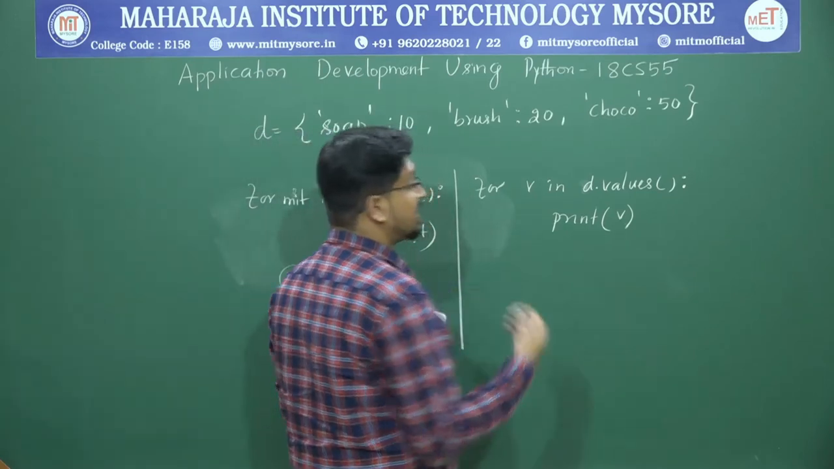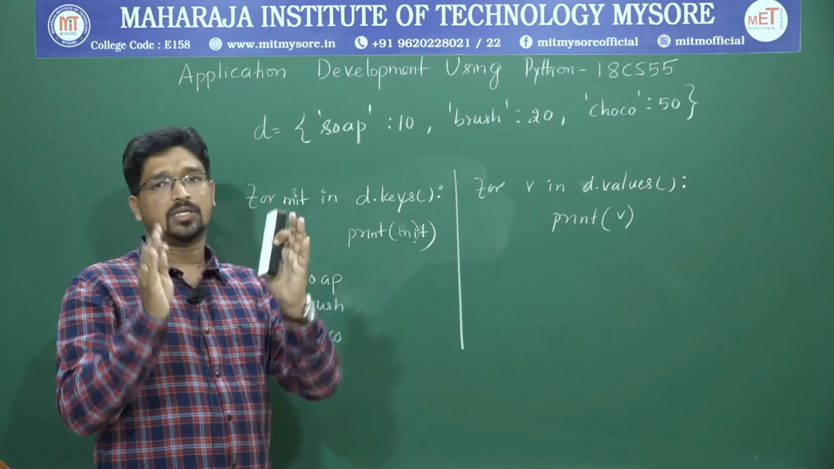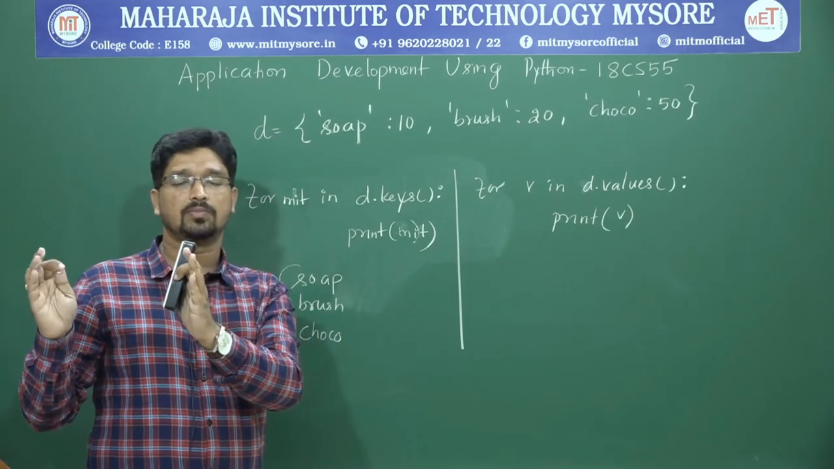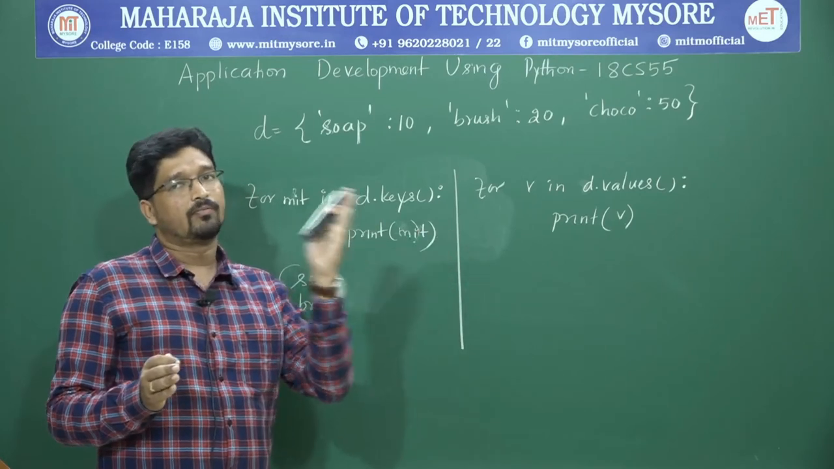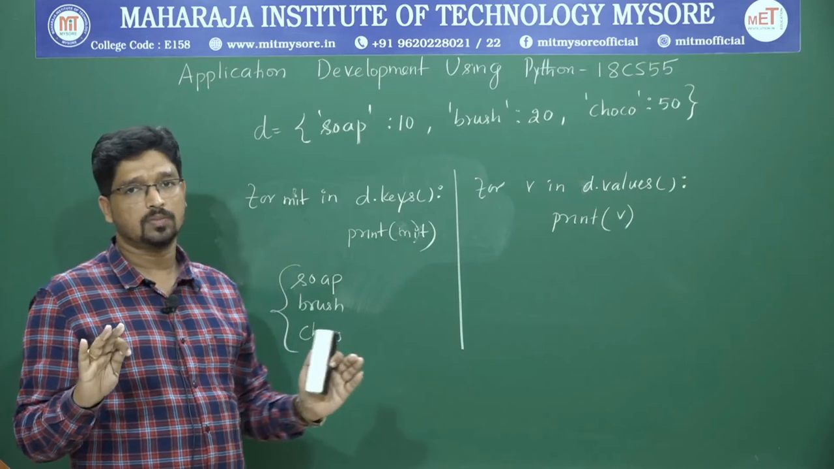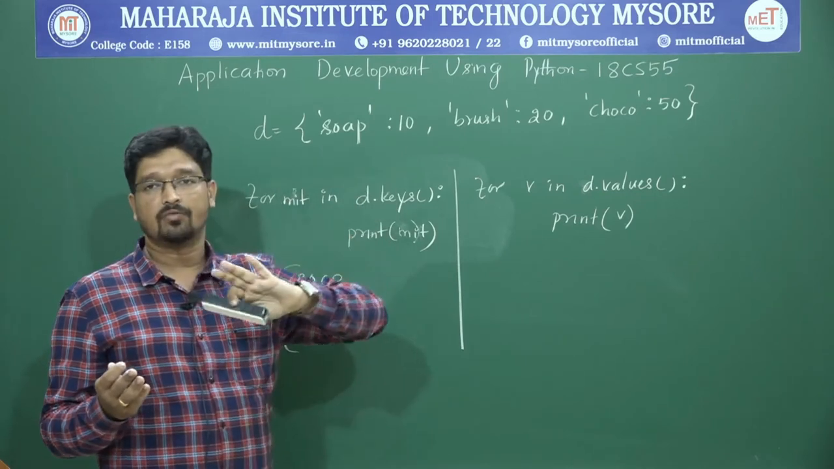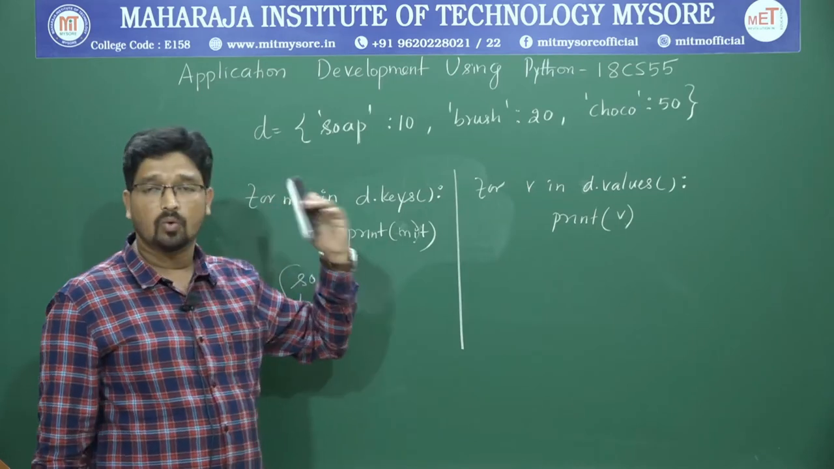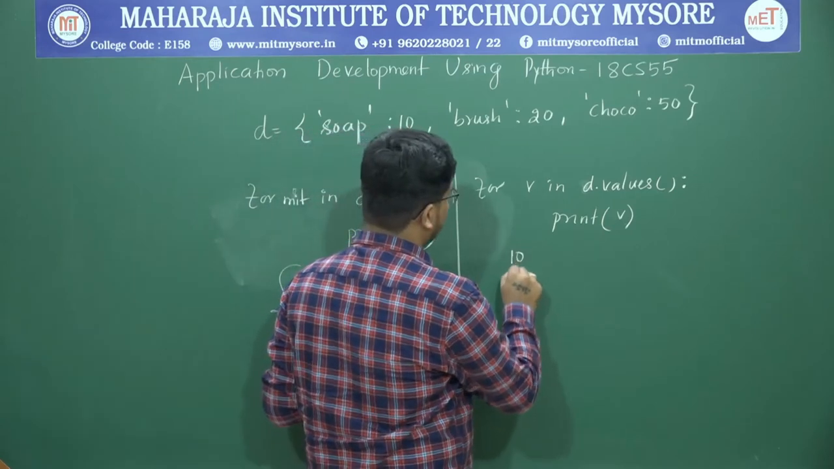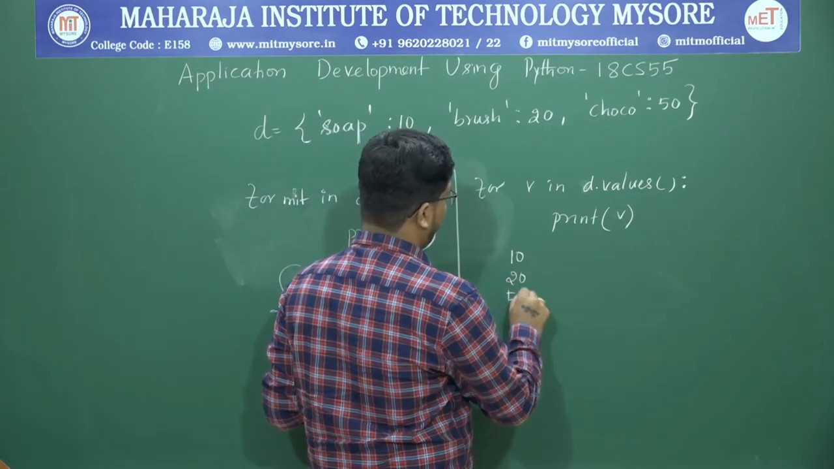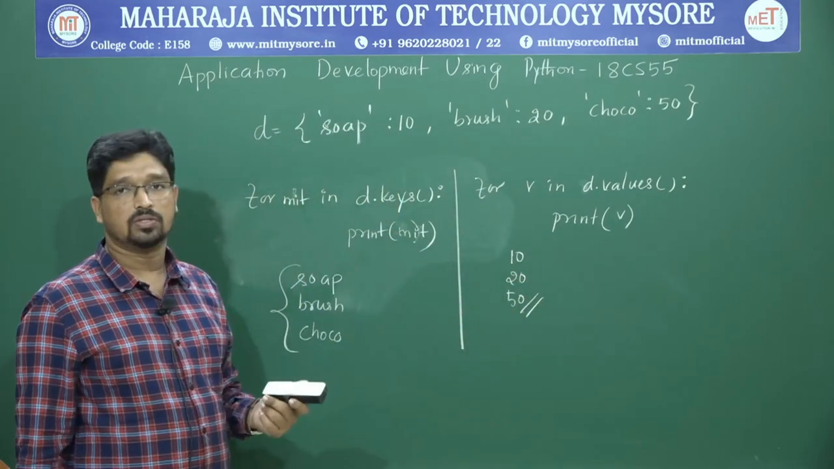Slicing of a dictionary is not available. Let us say I want the first 10 items of a dictionary, or the last 10 items, or the middle 10 items, ranging from 10 to 20. No, it is not possible, because dictionaries are not arranged in an index format. They have their own arrangement of elements. Here you will get the output 10, 20, 50. This is the output to access the values.